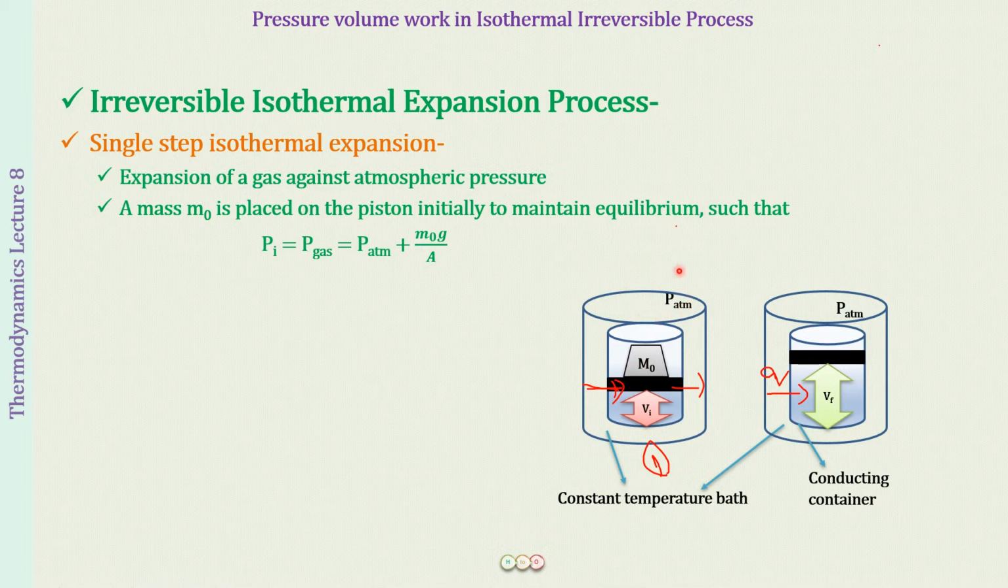There is going to be some pressure which the atmosphere is exerting. In total, this is going to be equal to P gas, which we are calling the initial pressure of the gas. So the initial pressure of the gas is equal to P atmosphere plus m naught g by A. I have been repeating this quite many times, so I think this should be very clear to you. How do we calculate the initial pressure of the gas?